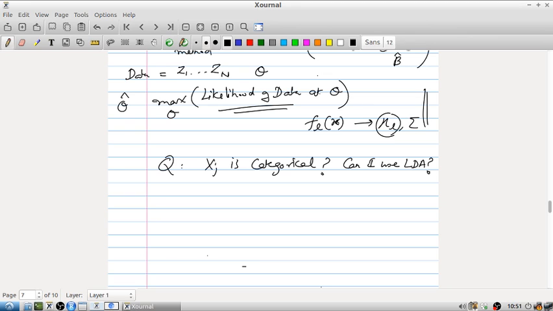So if xj is categorical, can you use LDA? What do you think? Who thinks we can use LDA? It doesn't matter whether it's categorical or not. And there's only one person. Okay, who thinks we cannot use LDA when things are categorical?